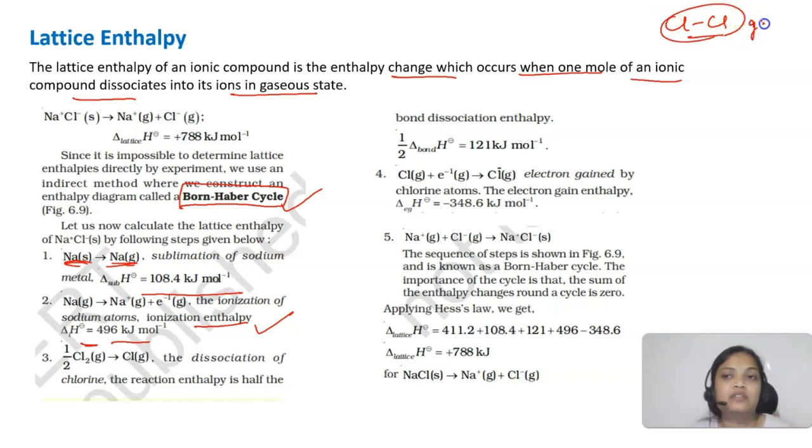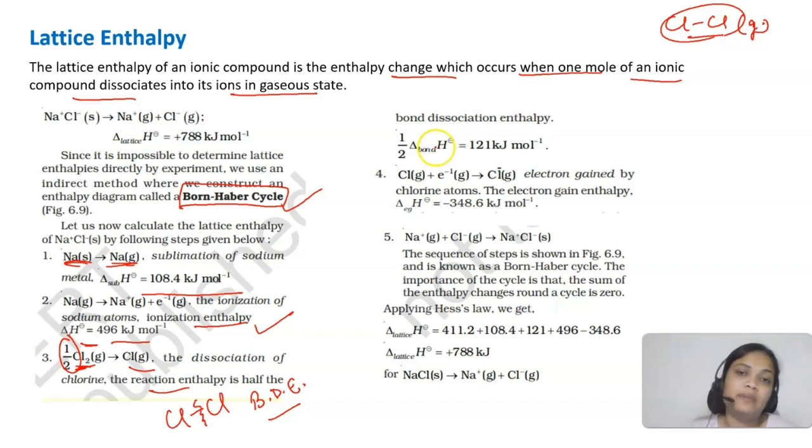So chlorine gas will dissociate to form chlorine atoms. Here, because we are breaking the bond, it will be bond dissociation enthalpy. Now that bond dissociation enthalpy will also be halved, because we are talking about just one chlorine atom, we need one chlorine atom. So it will be half of the bond dissociation enthalpy of the chlorine bond. So it's 121 kilojoule per mole.